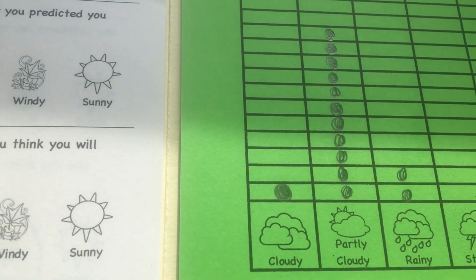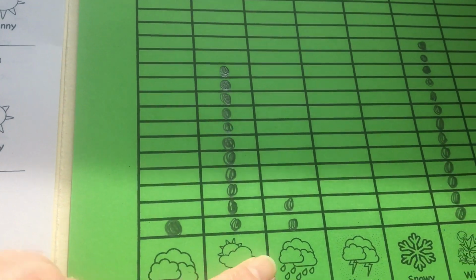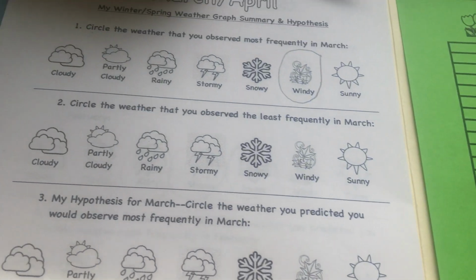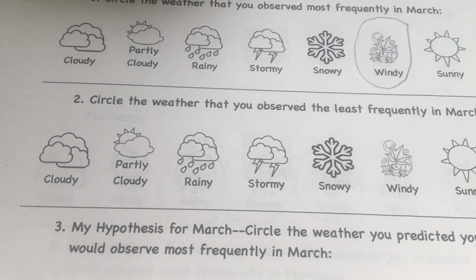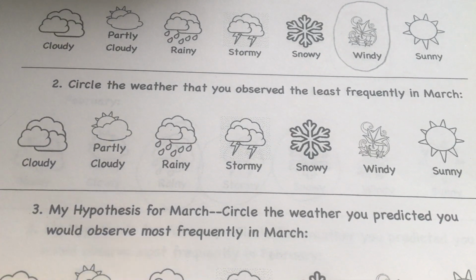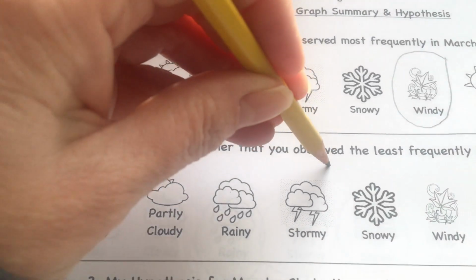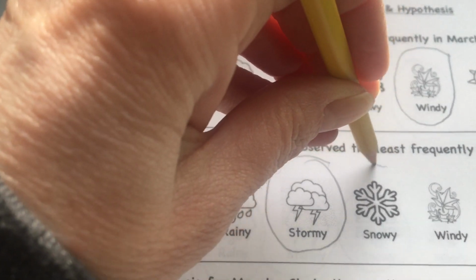And then it says, circle the weather that you observed the least frequently in March. And so I did have one cloudy day, partly cloudy, rainy. So just stormy and snowy. So those are the ones we didn't have any at all that I was able to graph. So I'm going to go to this and do stormy and snowy.